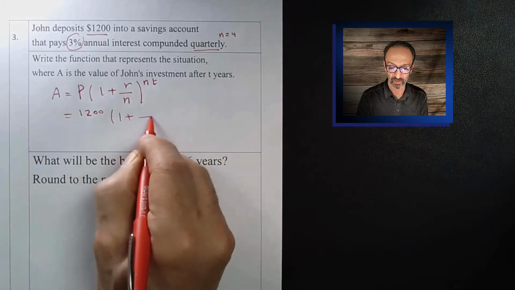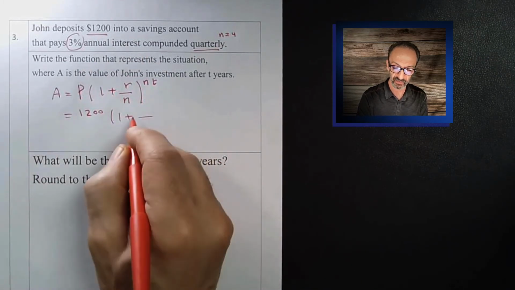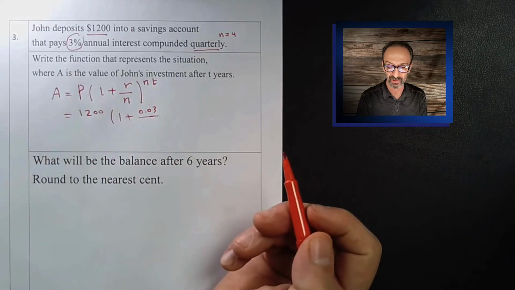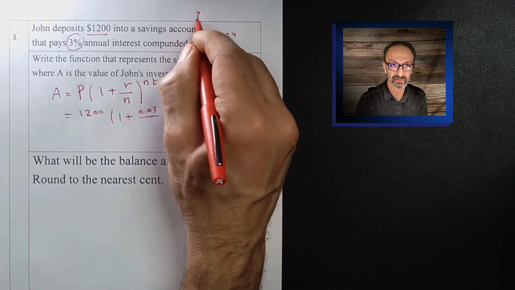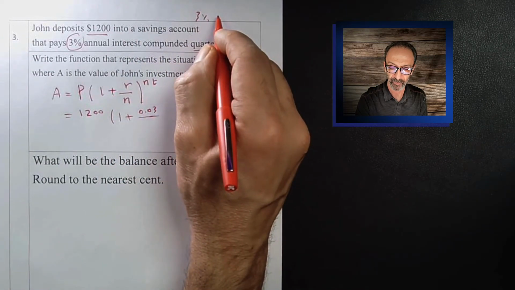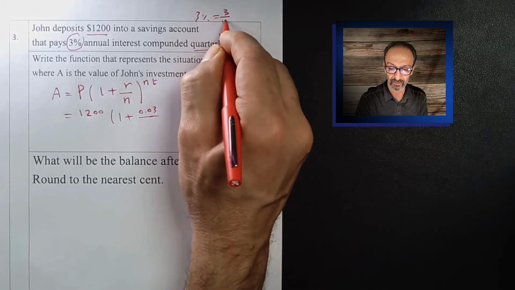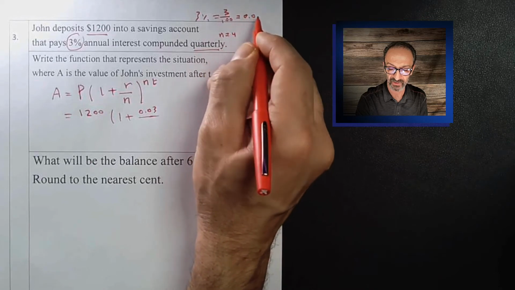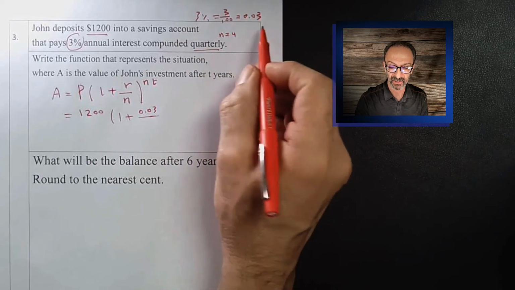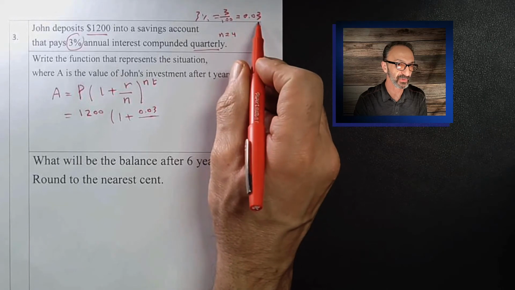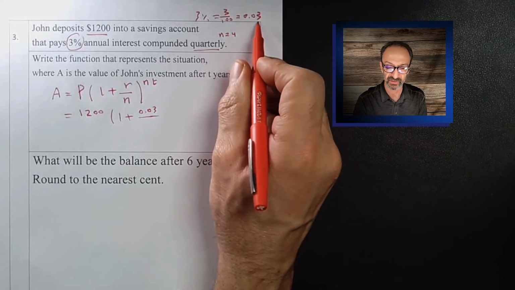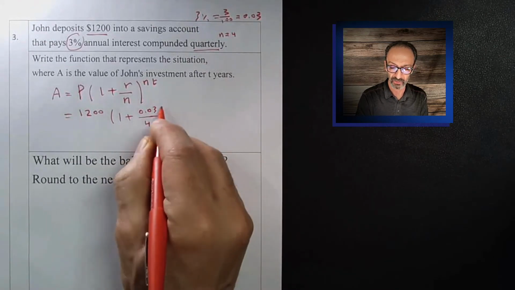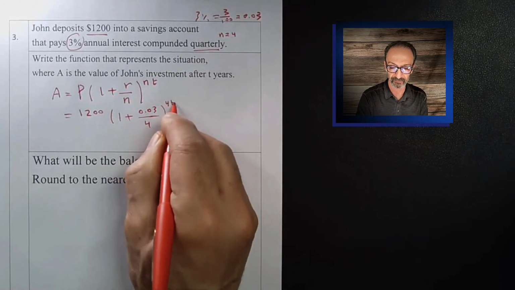1 plus, one more time, r has to be decimal, so we're going to write 0.03 instead of 3%. The reason why: 3% means 3 out of 100, and if you divide by 100, it gets smaller by 2 digits, or the decimal moves to the left. As you can see, this is a place value of 3 hundredths. This is tenths, this is hundredths. Over 4, to the power 4 multiplied by t.